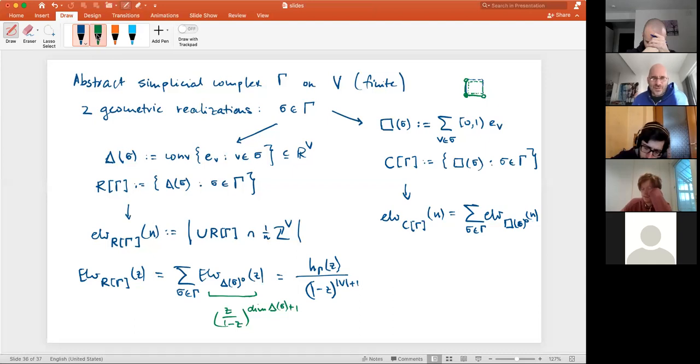And just like before, this has a nice form. So this is now a unit cube, right? An open unit cube in whatever dimension. And so that has the Ehrhart polynomial (n-1) to the dimension sigma. And so what's going to happen now is you pick up the face numbers.